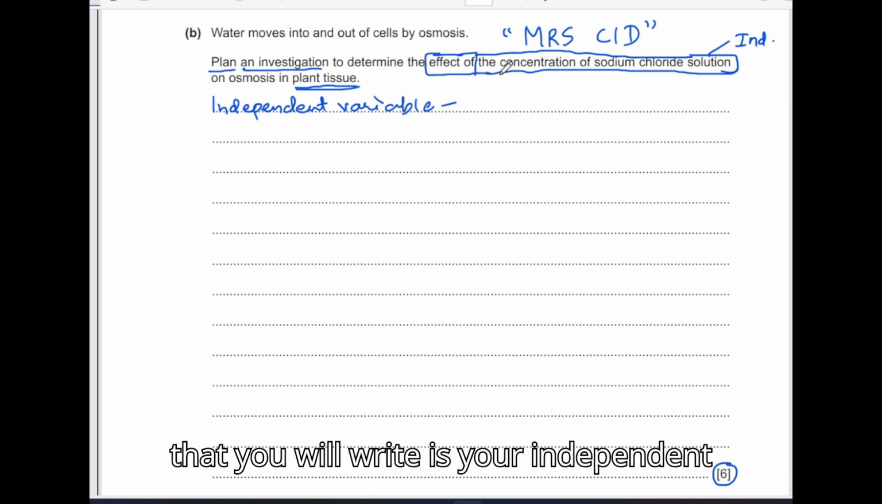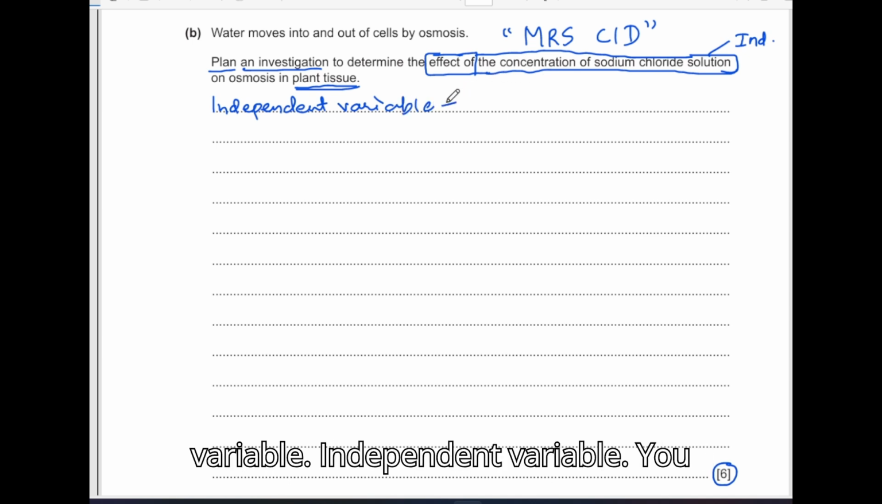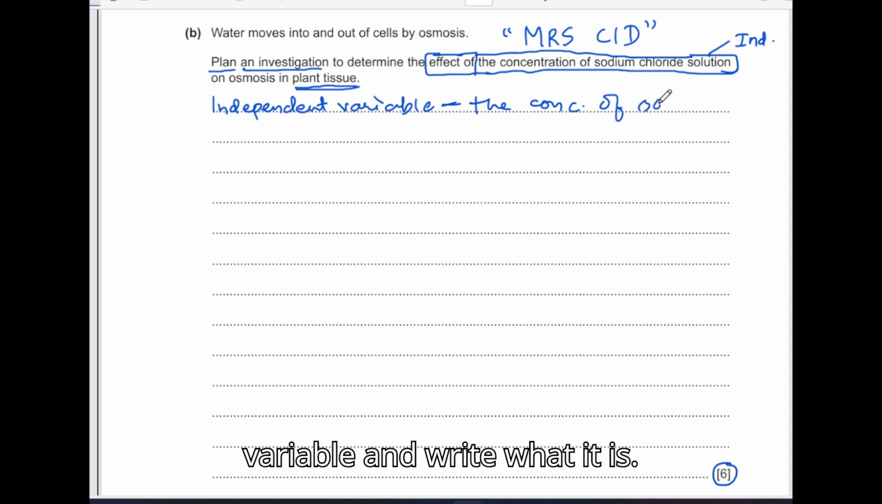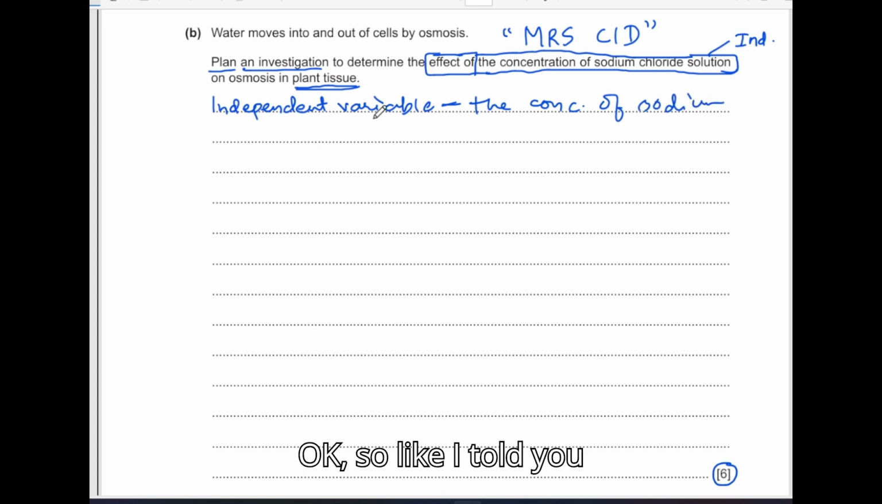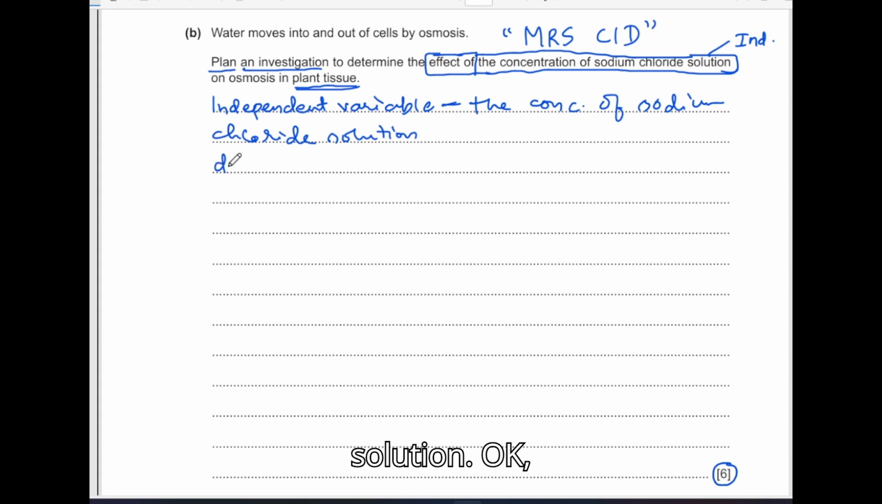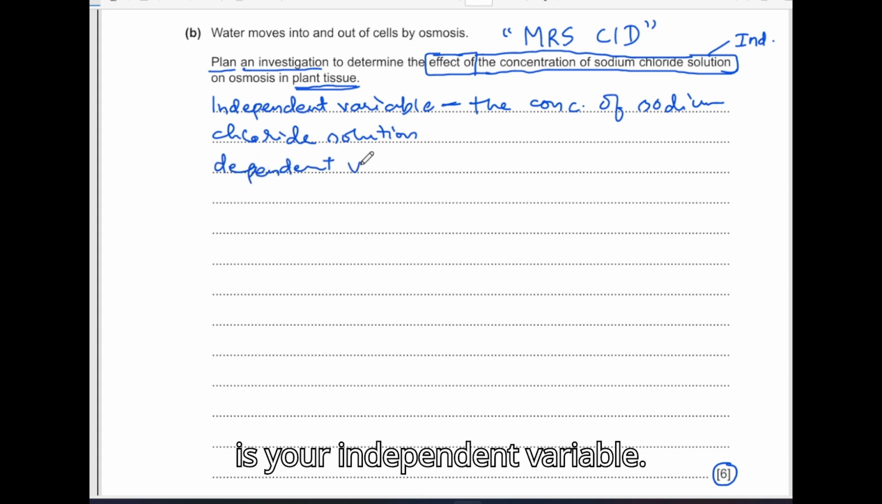When you're writing your investigation answer, the first heading that you will write is your independent variable. You just put the heading as independent variable and write what it is. Like I told you already, in this case it is the concentration of sodium chloride solution. Sodium chloride solution is your independent variable.